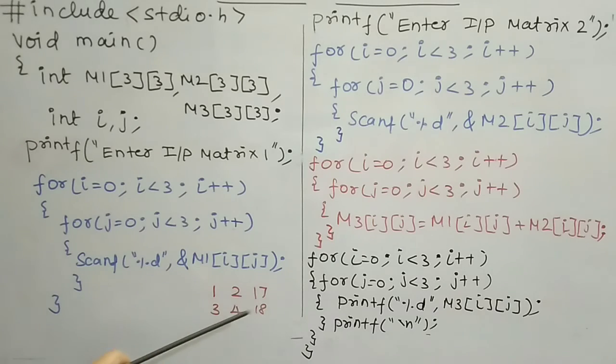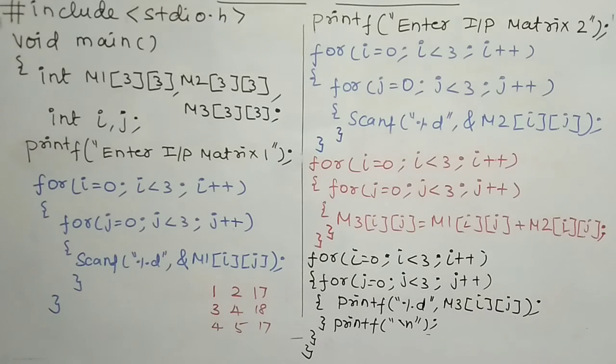To move to the next line, after printing the elements in one row completely using the inner for loop, and before printing the elements in the next row, I am using this printf statement, printf of backslash n. If I use this backslash n, I will be moving to the next line. After moving to the next line, I will print the values of the second row, then move to the next line and print the values of the third row. Using this nested for loop, I can print the values of the output matrix M3 row by row.